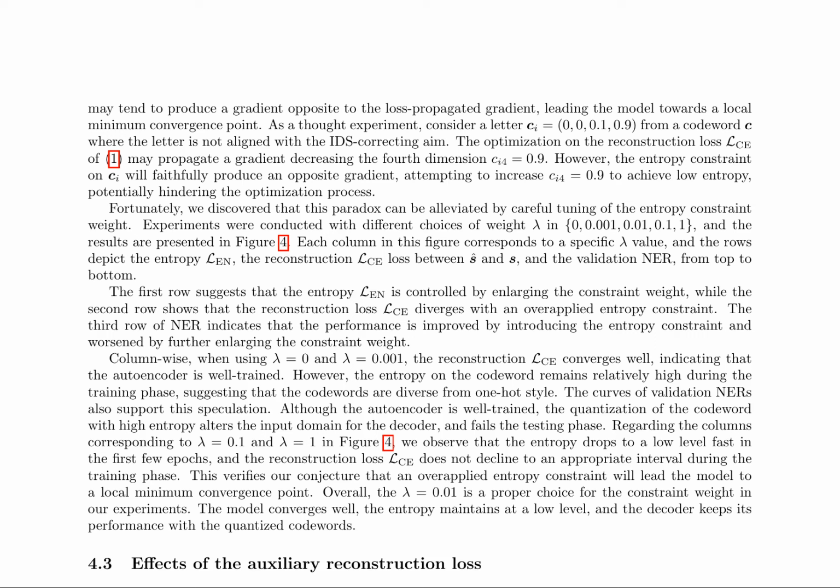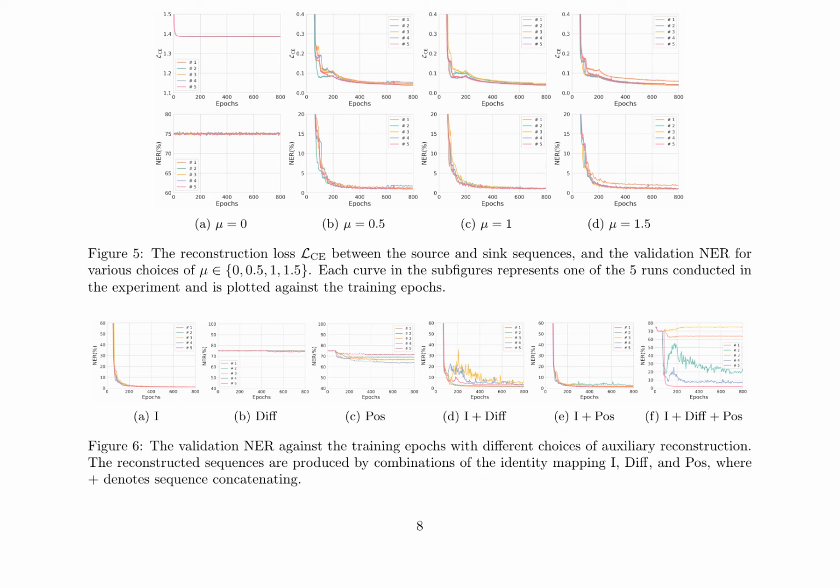Additionally, the authors investigate the effects of the auxiliary reconstruction loss on the model's performance. They observe that the reconstruction loss LCE between the source and sink sequences converges well when using lambda equals 0.01, and the entropy maintains at a low level. This verifies their conjecture that an over-applied entropy constraint will lead the model to a local minimum convergence point. Overall, the paper demonstrates the potential of deep learning models for error correction in DNA storage systems, highlighting the importance of optimizing hyperparameters and auxiliary reconstruction losses to achieve optimal performance.